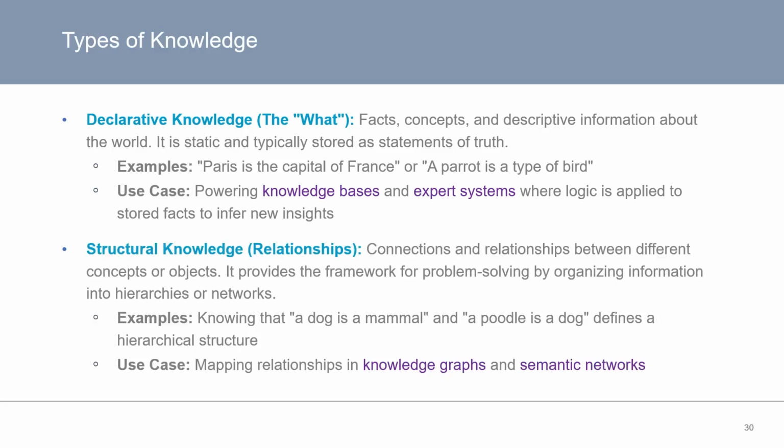Structural knowledge is another type. This captures relationships and connections between different concepts or objects. It provides the framework for problem solving by organizing information into hierarchies or networks. Examples might include knowing that a dog is a mammal and a poodle is a dog, which defines a hierarchical structure. Use cases might include mapping relationships in knowledge graphs or semantic networks.